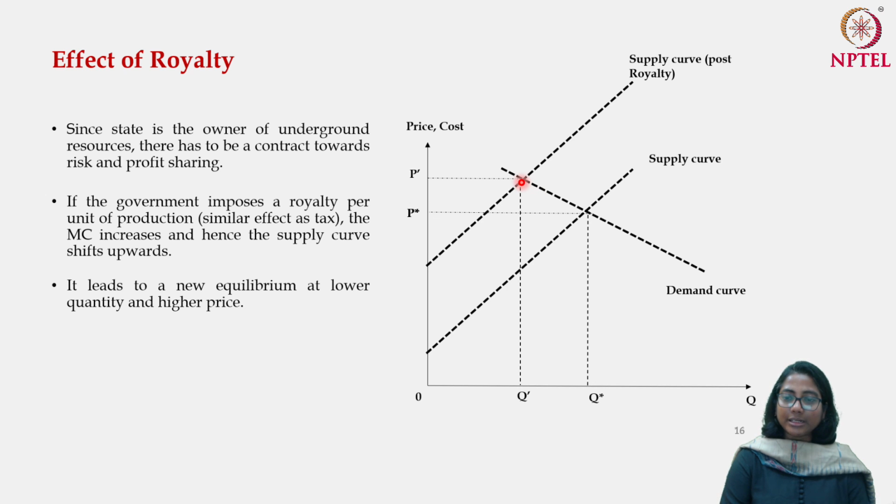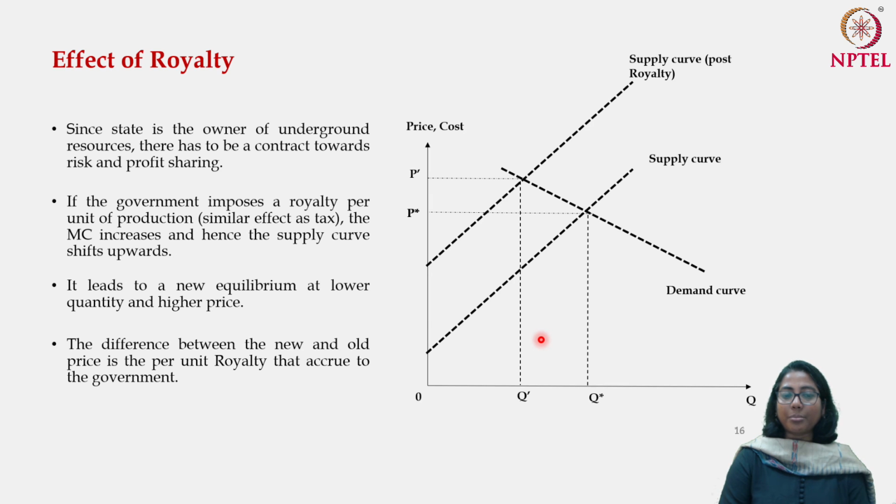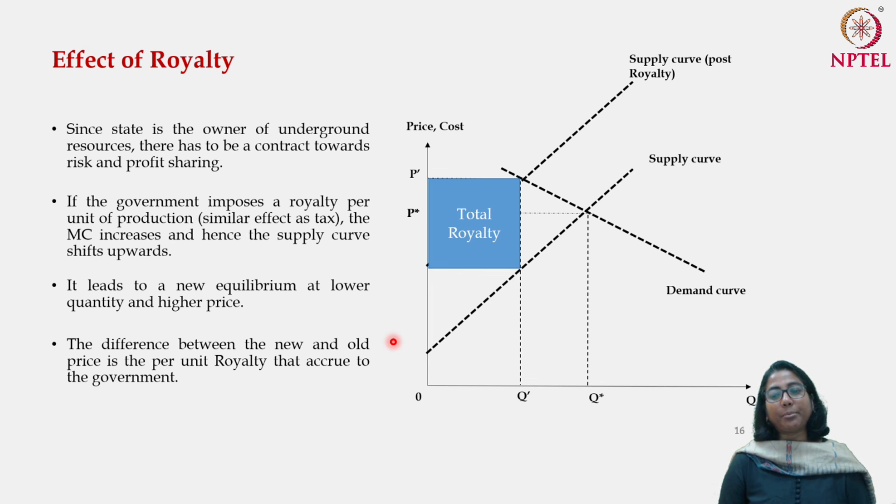Now see, the distance between the new supply curve and the old supply curve is the amount of money charged by the government as a royalty per unit of production. So if your production is Q prime, then the total money going to the government in the form of royalty is represented by this blue box. This is the distance between the new supply curve and the old supply curve multiplied by the new quantity that the supplier is supplying in the market at equilibrium. So this is how the government can take a royalty, or take a part of the profit, or a part of the producer surplus, into the government account.